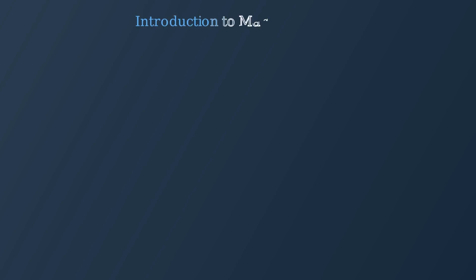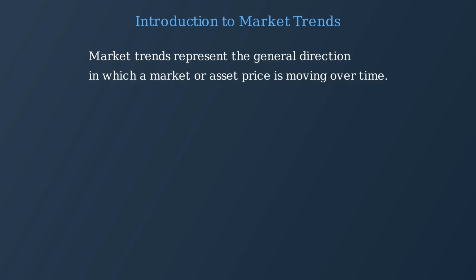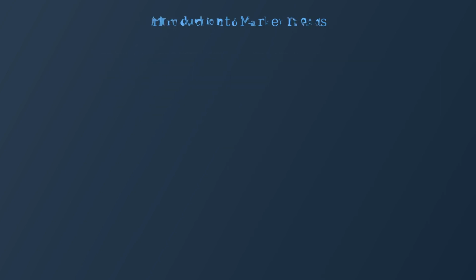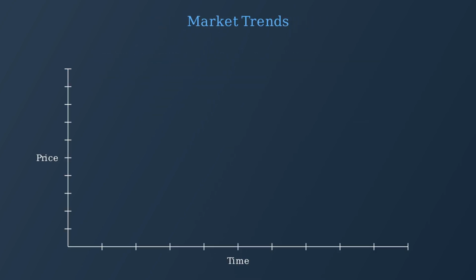In financial markets, understanding trends is essential for traders and investors. A market trend represents the general direction in which an asset's price is moving over a specific time period. To visualize trends, we use price charts that plot asset prices over time.